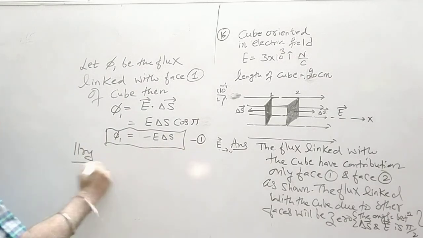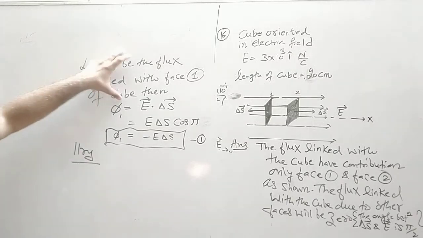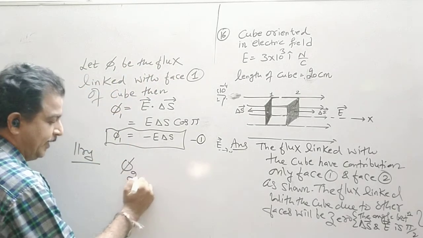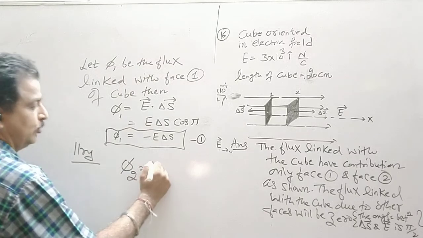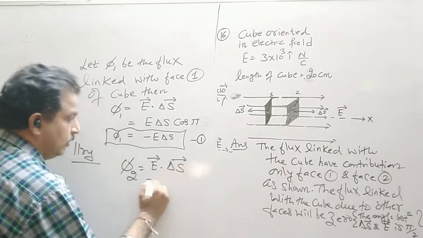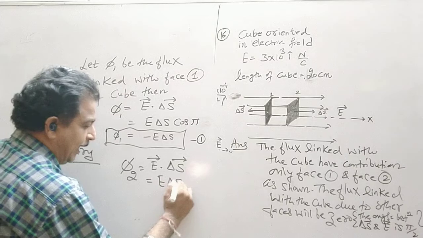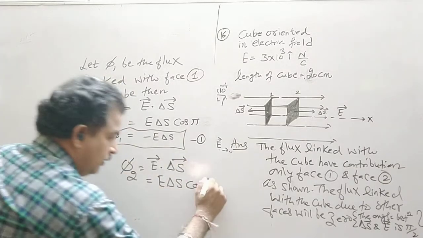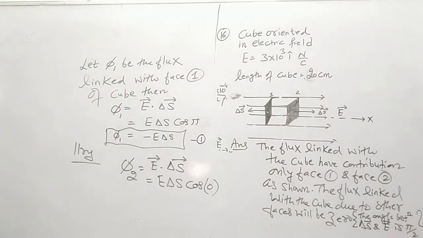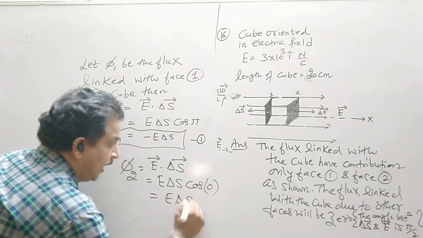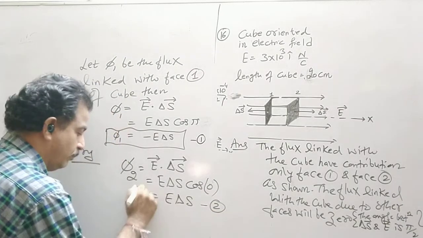Similarly, for the second face I take the flux phi 2 directly, not writing the theory again. It becomes E dot delta S, so it is E delta S cos 0. Cos 0 is 1, so it comes out to be E delta S. That is our equation number 2.